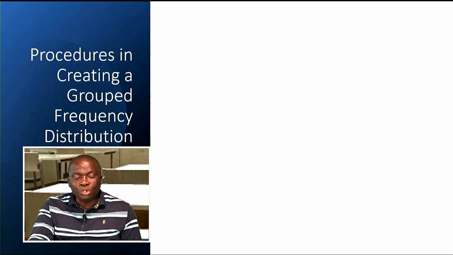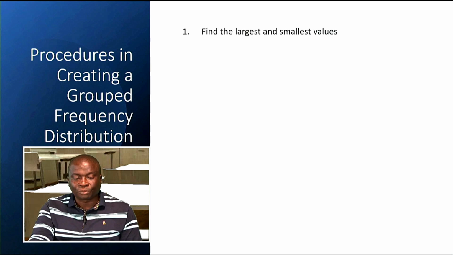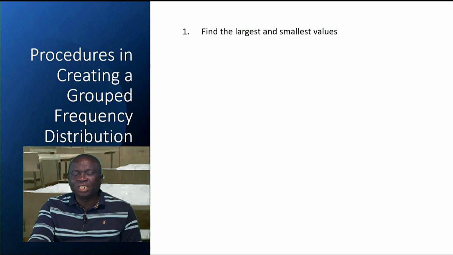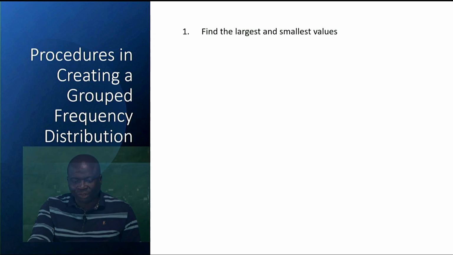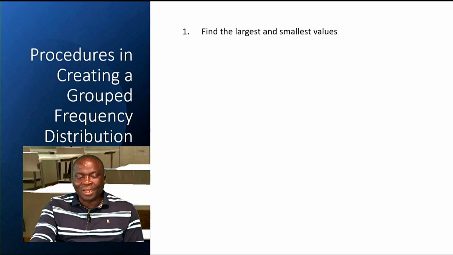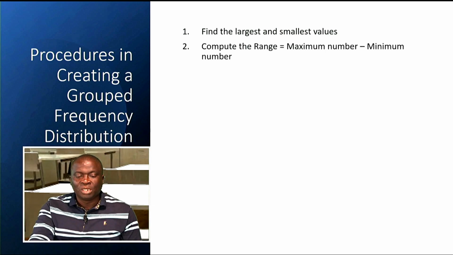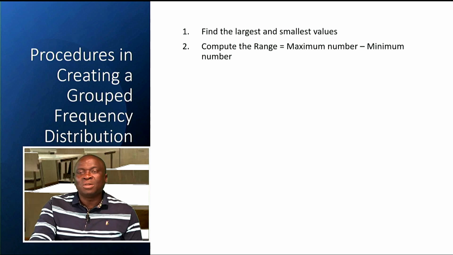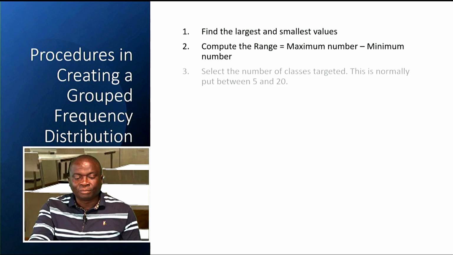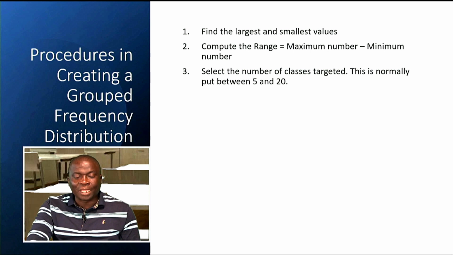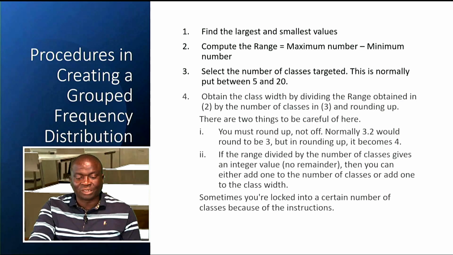Now, the procedure in creating a grouped frequency distribution. The first step, you have to find the largest and the smallest observation, that is the largest and the smallest value. The next thing, you compute the range. The range is just the maximum minus the minimum number. The next step, you select the number of classes targeted. This is normally put between 5 and 20.